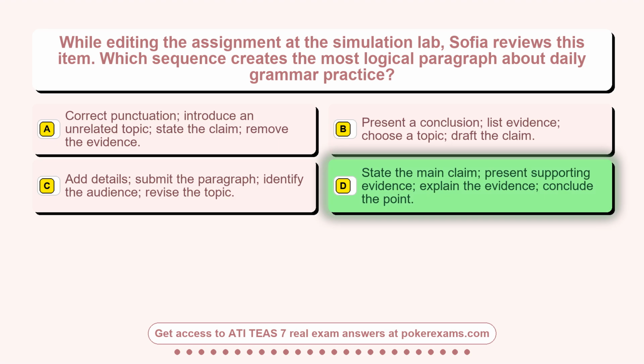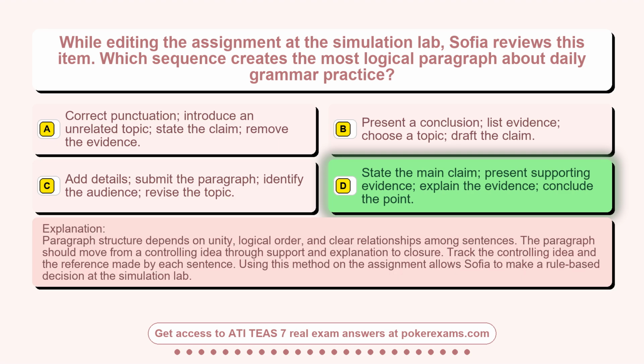The correct answer is option D. State the main claim, present supporting evidence, explain the evidence, conclude the point. Paragraph structure depends on unity, logical order, and clear relationships among sentences. The paragraph should move from a controlling idea through support and explanation to closure. Track the controlling idea and the reference made by each sentence. Using this method on the assignment allows Sophia to make a rule-based decision at the simulation lab.